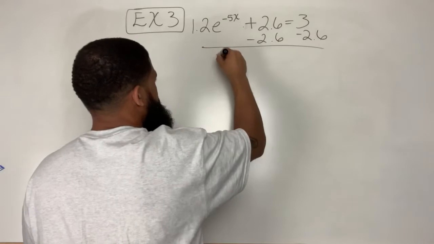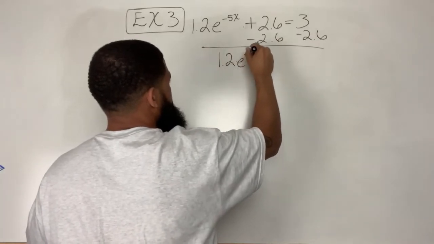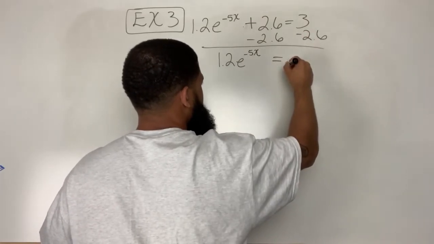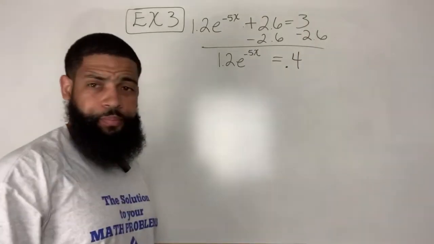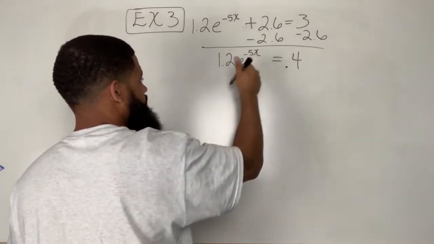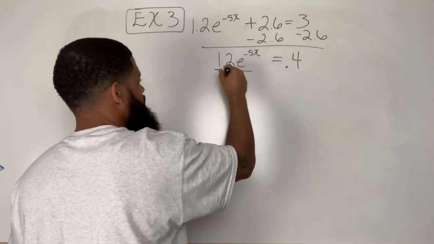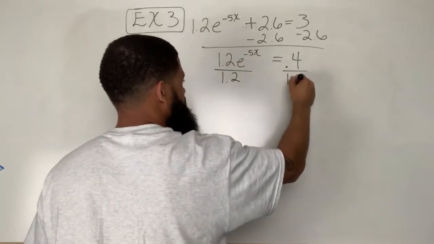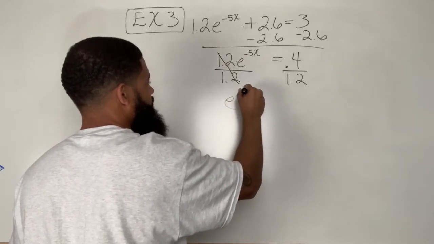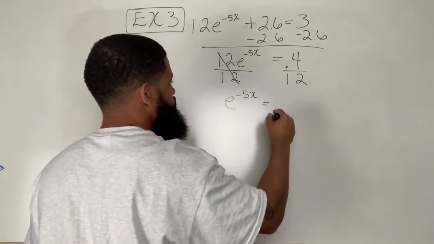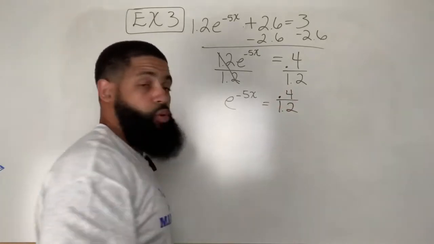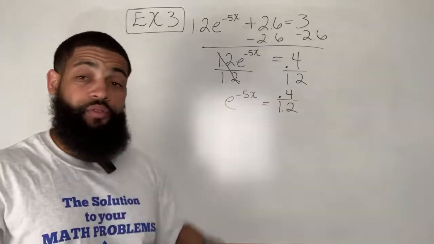Alright, so that gives me 1.2 e to the negative 5x power is equal to 3 minus 2.6, which is 0.4. Now I still want to get e to the negative 5x by itself, so I'm going to divide by 1.2 on both sides. So that cancels, and I'm left with e to the negative 5x power is equal to 0.4 divided by 1.2. Now, I left it in this form for a reason.